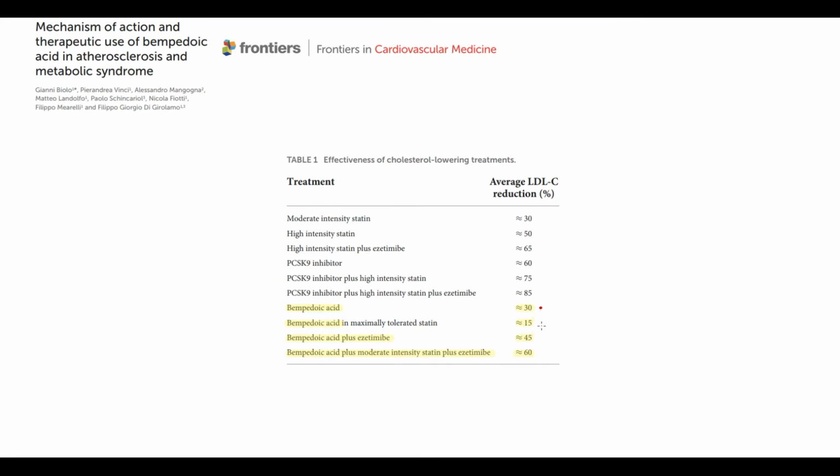Here we can see the effectiveness of cholesterol-lowering treatment. As we see, the highest efficiency has a triple therapy, but as you may guess, this option also has the highest amount of side effects.